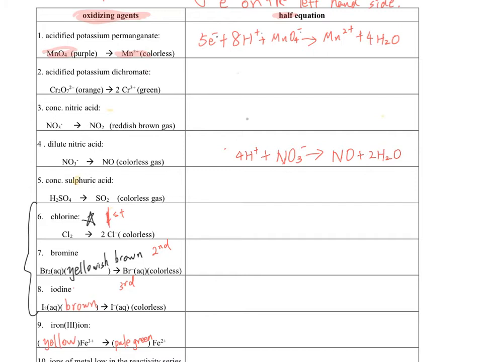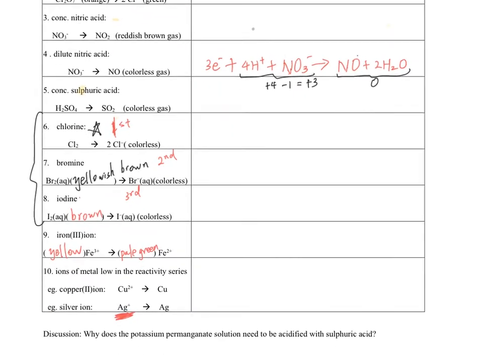And at last, we need to add charge, right? The charge for the right hand side is 0, because no charge for nitrogen monoxide and no charge for water. So 0. And then the left hand side, 4 plus minus 1, so it equals to plus 3. So plus 3 minus what? It will be 0. So the answer should be adding 3 electron. Okay, then it's done. This one is done.